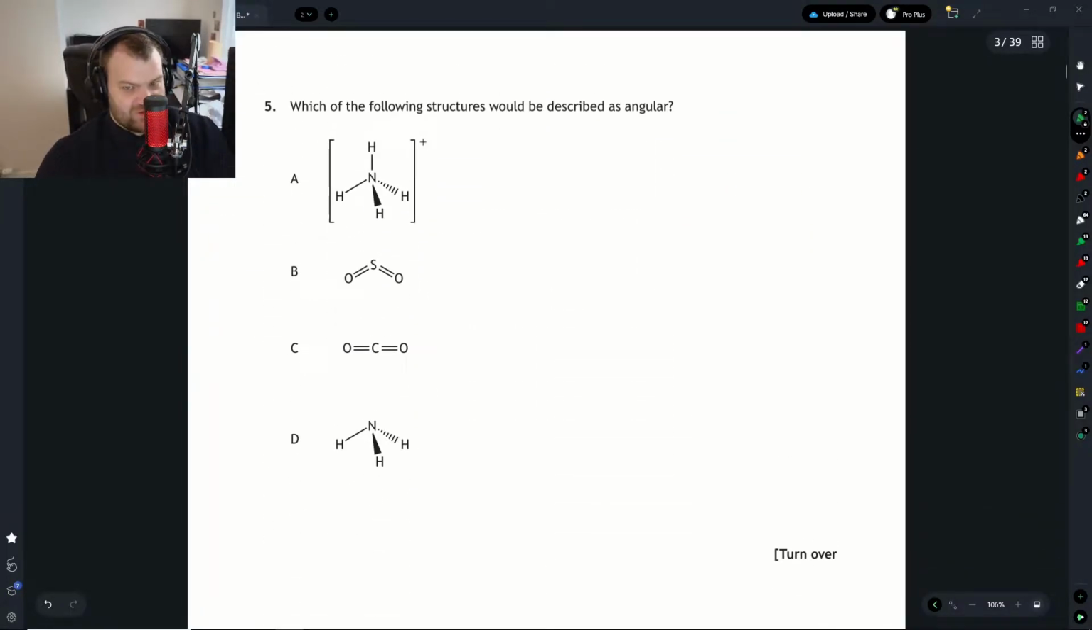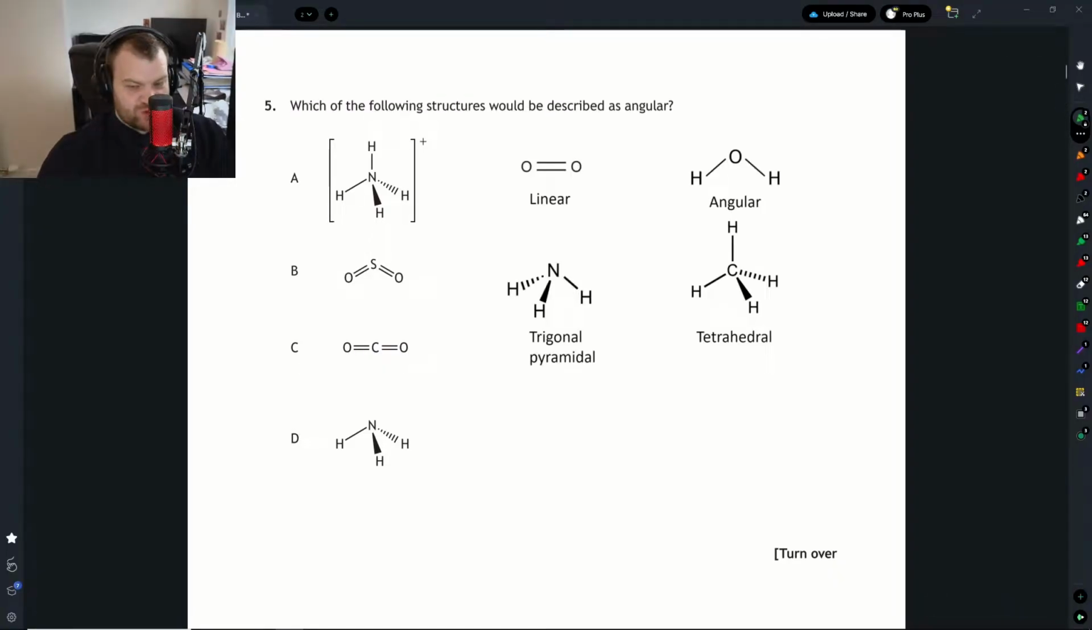Next up, we're asked about different shapes. Here we're talking about angular. There are 4 shapes you need to know about. We have linear, where the atoms are arranged in a straight line. Angular, where there is a bend in the molecule. Water is a good example of an angular molecule. We have trigonal pyramidal, which means there are 3 things coming off of a central atom. And there's tetrahedral, which has 4 things coming off of a central atom.